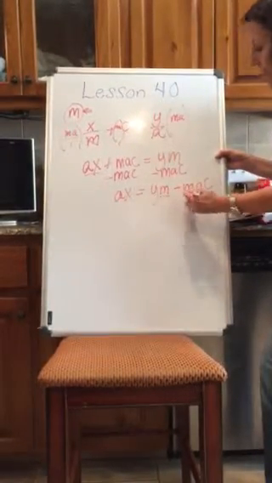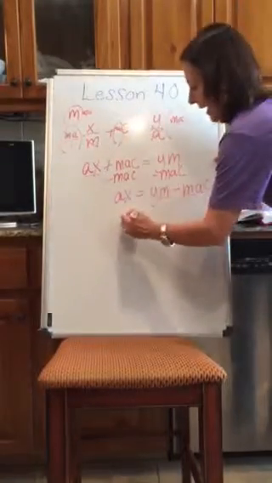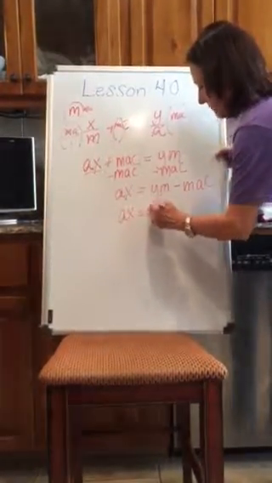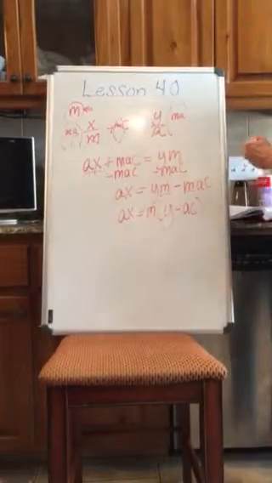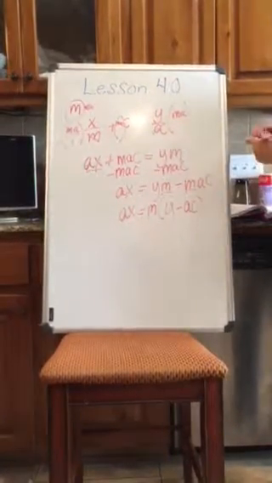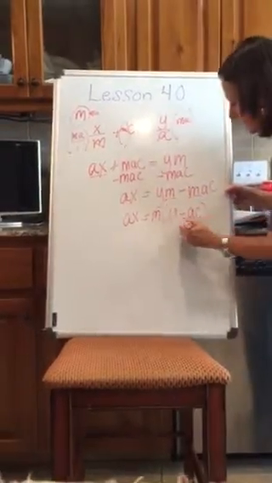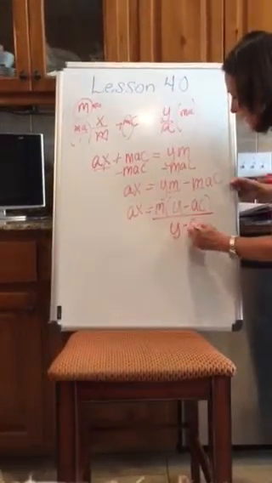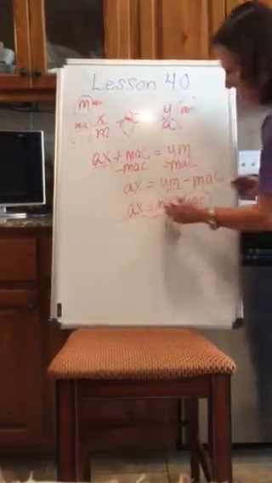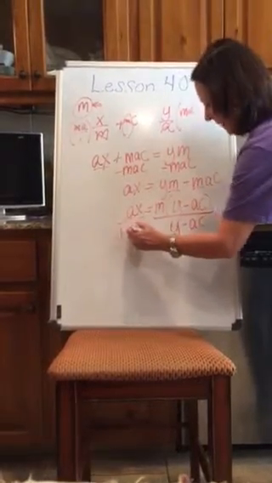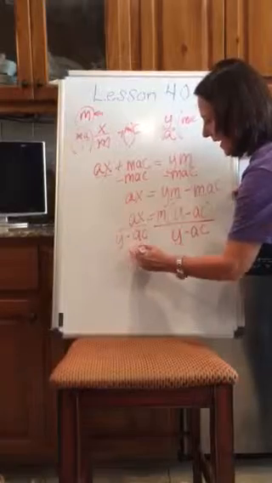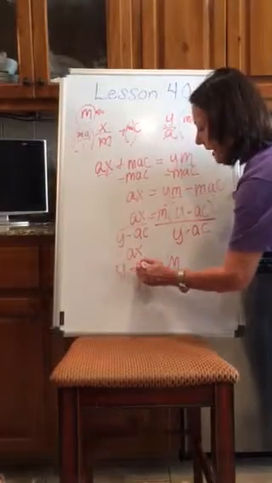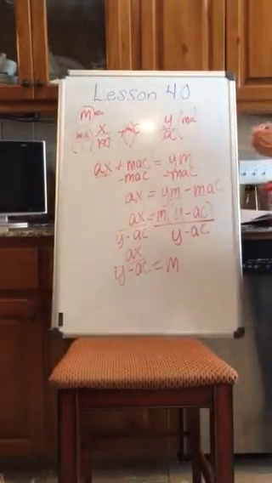Now I can factor out my M, and the result is M times Y minus AC. Now I can divide by Y minus AC on both sides to get M by itself. And so the result is M is AX over Y minus AC.